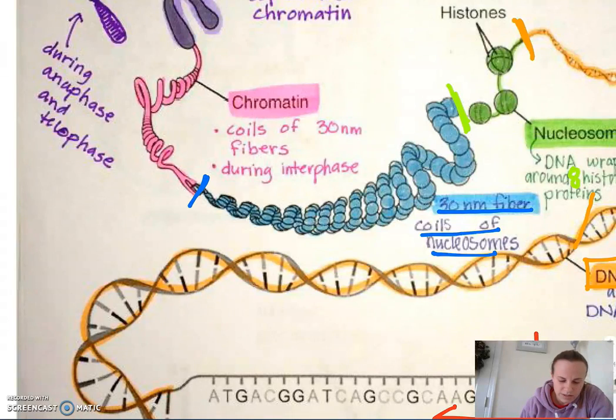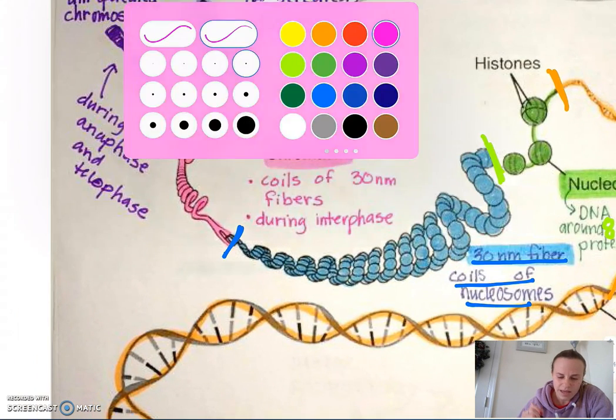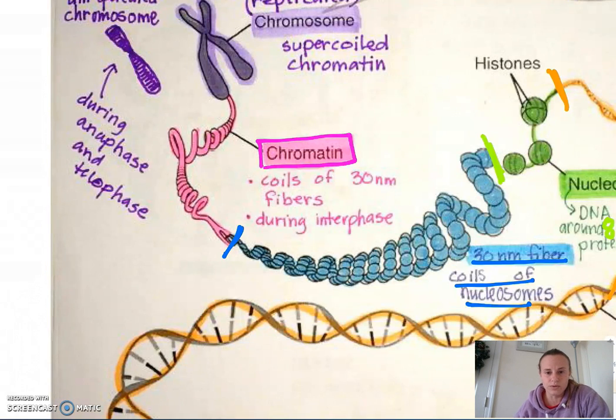So those coils of nucleosomes get coiled even further and basically form chromatin. So chromatin are coils of your 30 nanometer fibers. They are coils of your nucleosomes. And these are present during interphase when there is no cell division occurring.